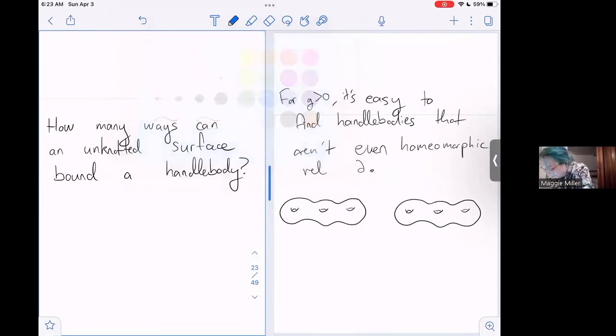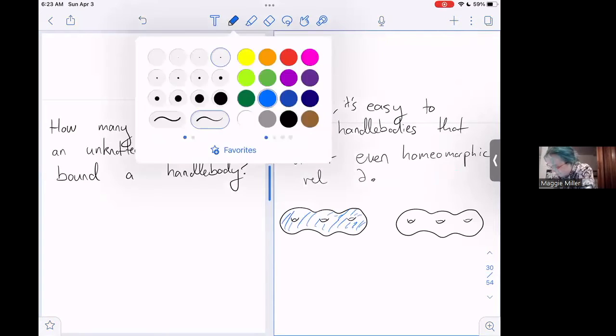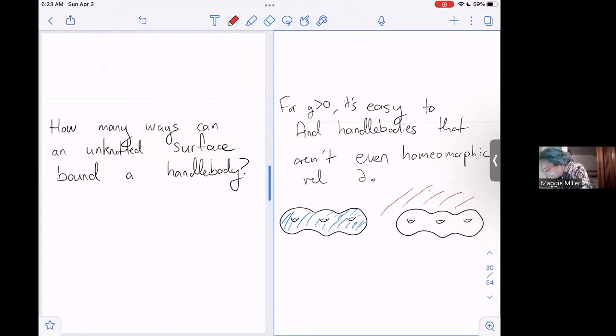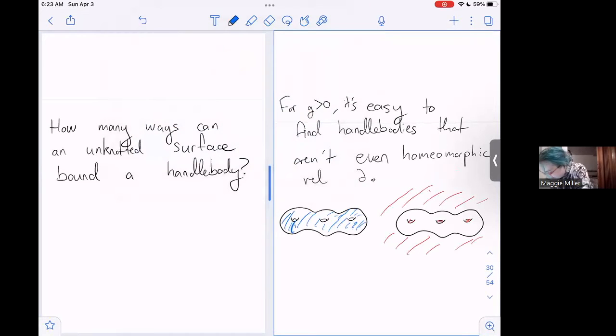Because even in S3, there's the handle body that's like the interior region as I've drawn it, and the handle body that's like the exterior region as I've drawn it. So in this left handle body, it's these curves that bound disks into the handle body. And on the right, it's these ones. So these handle bodies are embedded with the same boundary, but they're not homeomorphic rel boundary. So that's kind of interesting.